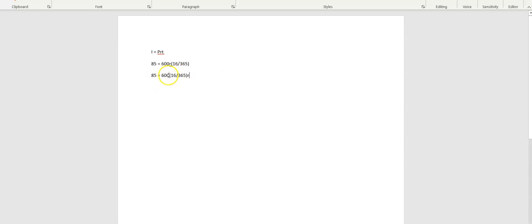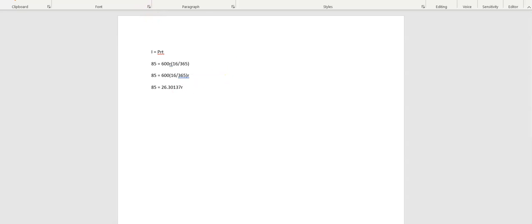In my calculator, I will put 600 times 16 divided by 365. Be sure to put that fraction in parentheses as you stick it in the calculator so that you get this multiplication correct. Okay, so after I've done the multiplication, I have 26.30137. I'll take this out a few decimal places. And then I still have the R.